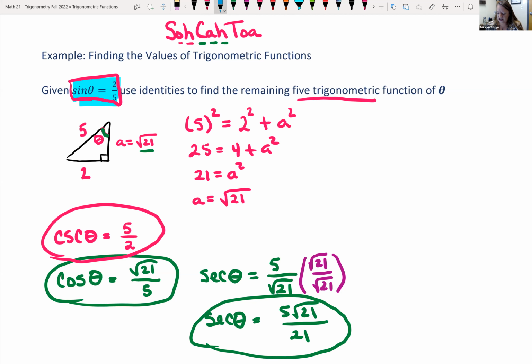And then now let's look at tangent theta. Tangent is opposite over adjacent. So the opposite side of theta is 2, all over the adjacent side of theta. So adjacent, where I put this theta, would be root 21. So rationalizing the denominator, multiplying by square root of 21 over square root of 21, we get 2 square roots of 21 all over 21.